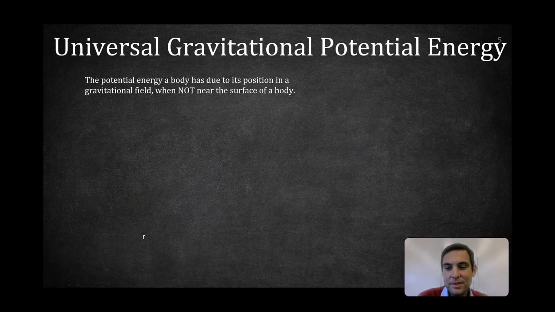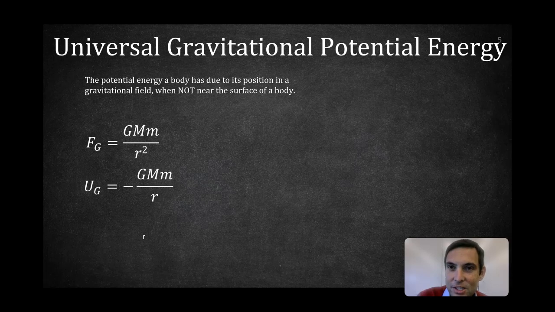Gravitational potential energy is the potential energy a body has due to its position in a gravitational field. Universal gravitational potential energy is the potential energy a body has due to its position within a gravitational field, but not near the surface of a planet. The equation that we used for the universal law of gravitation is Fg equals big G times big M times little m divided by r squared. For the gravitational potential energy, it's negative G times M times m divided by R.